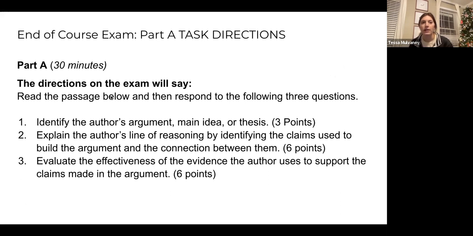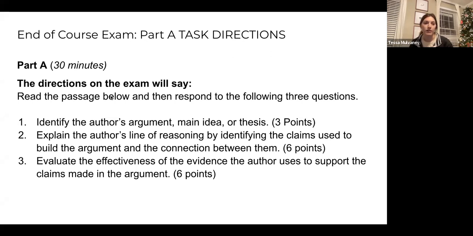The first question is to identify the author's argument, main idea, or thesis. I want to clarify, you are not identifying three different things. That all means the same thing. What is their reason for writing this article?